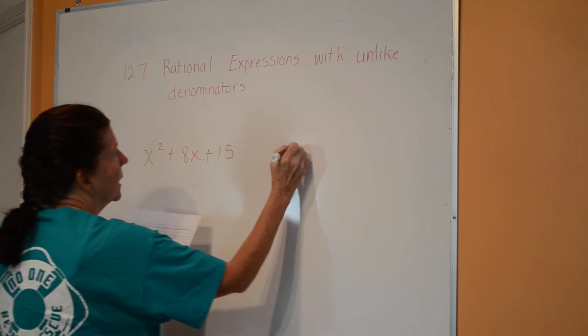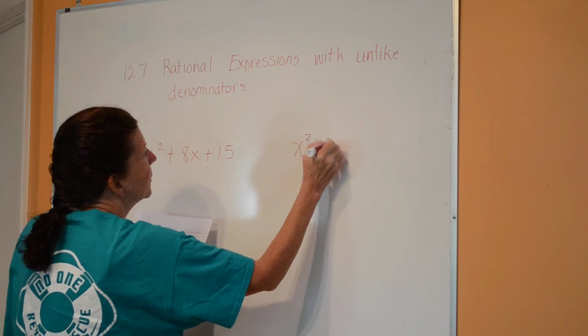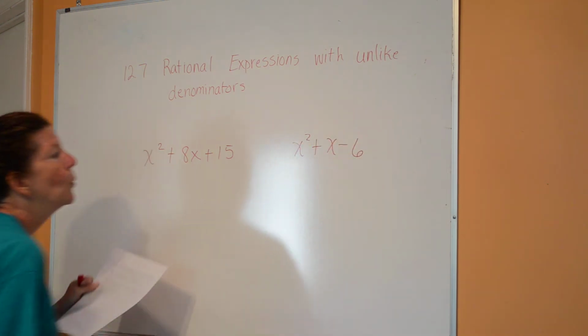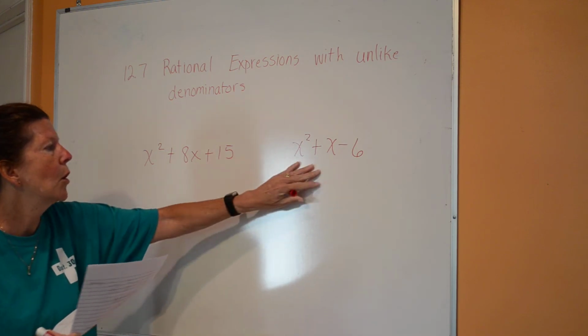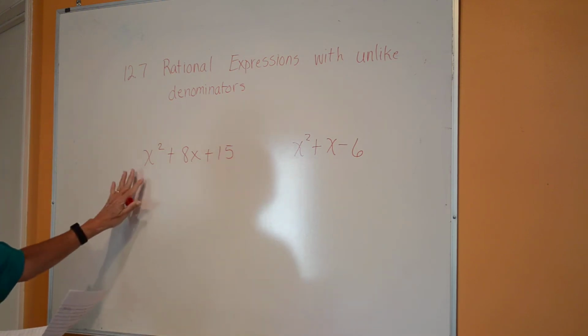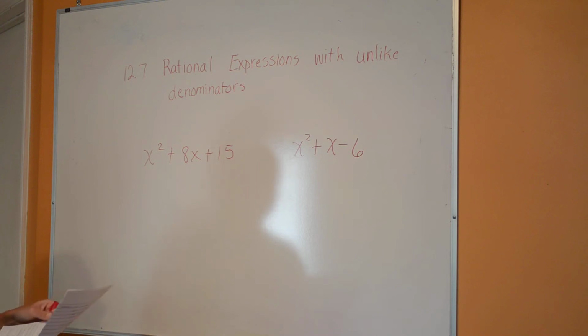There's one, and here's the other one. And I want to know what the common denominator would be if these two were on the bottom of the fraction. In other words, I want to find the least common multiple of these two.